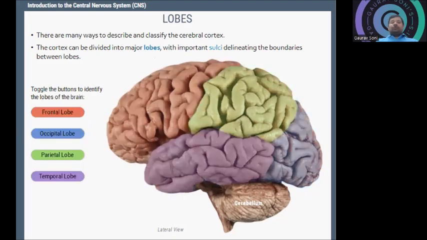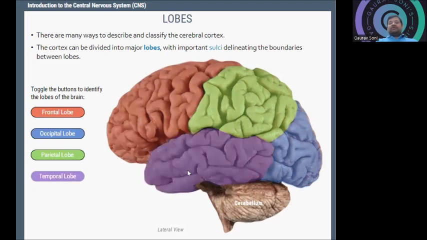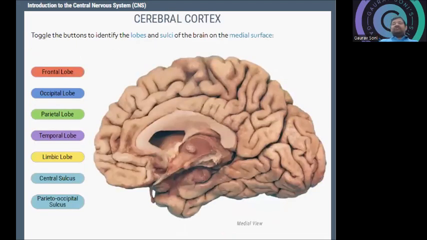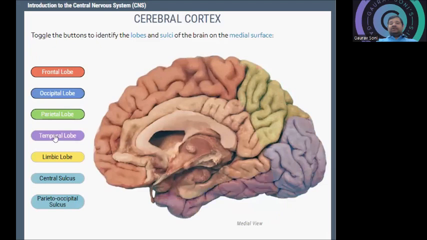Then when we talk about the lobes, as the colors show, everything is clear. Lobes are divided on the basis of the sulci only. You can see the frontal lobe, the occipital lobe at the back, the parietal lobe in the middle, and the temporal lobe on the lower side. This whole thing is cortex. Then when you see the medial surface, that is the sagittal section, you are going to see some more things clearly. Frontal lobe already done, occipital lobe already done, parietal lobe, temporal lobe.